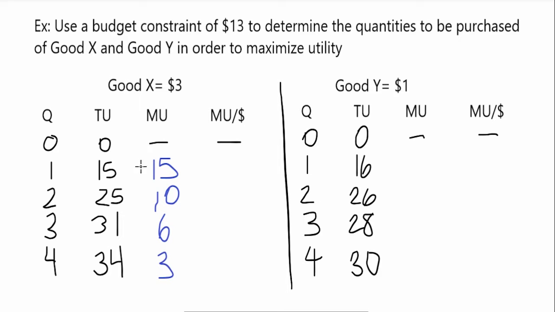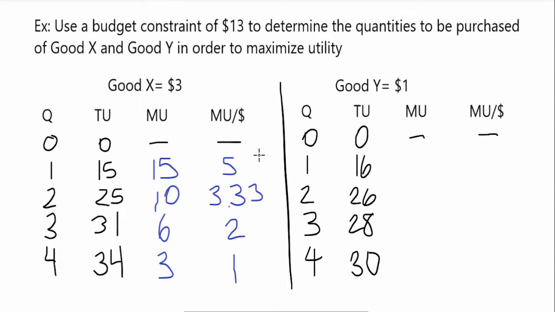Okay? Then to figure out your marginal utility per dollar, we're just going to take this value and divide it by the price of good X. And so we would do 15 divided by 3, which is 5. 10 divided by 3, which is about 3.33. 6 divided by 3, which is 2, and 3 divided by 3, which is 1. So we filled out that one.